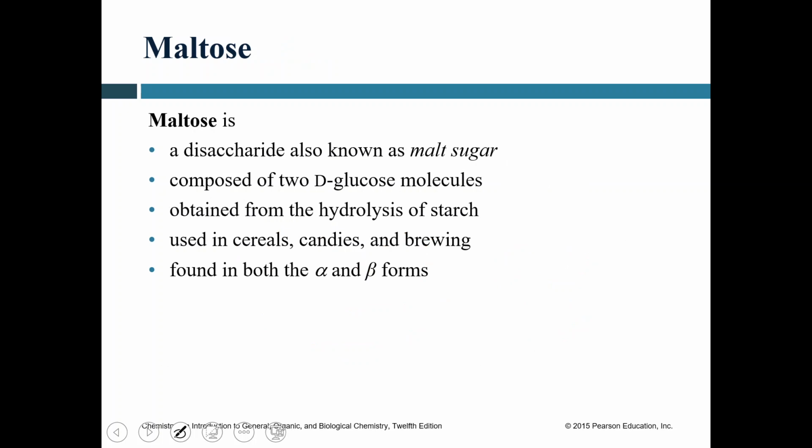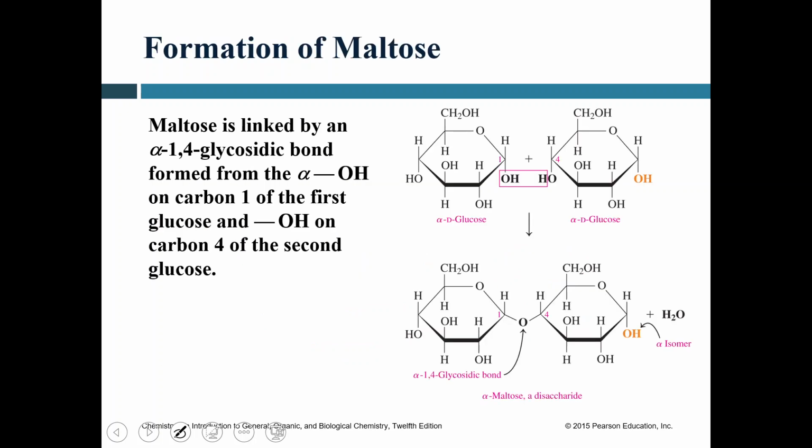Maltose is also known as malt sugar, composed of two D-glucose molecules. It can be obtained from the breakdown, hydrolysis, of starch. Maltose is used in the preparation of cereals, candies, and brewing of beer, and it is found in both alpha and beta forms. So in maltose, two monosaccharides are linked by an alpha-1,4 glycosidic bond that is formed from the alpha hydroxyl on carbon 1 of the first glucose and the OH on carbon 4 of the second. So this is alpha maltose.